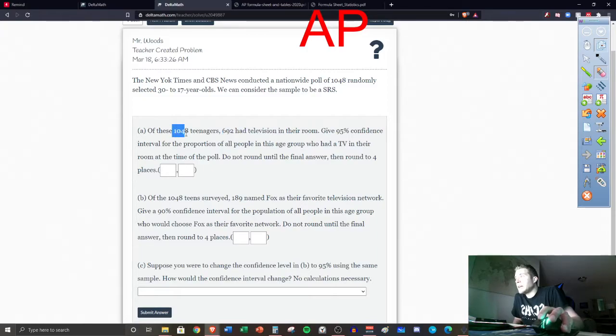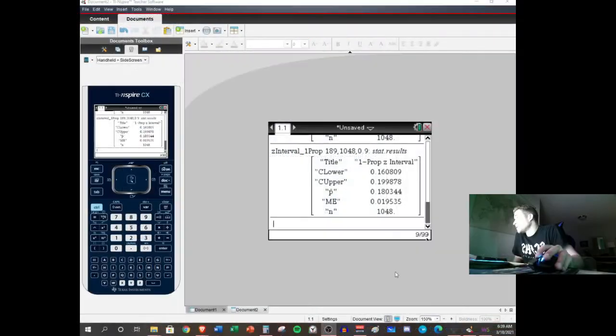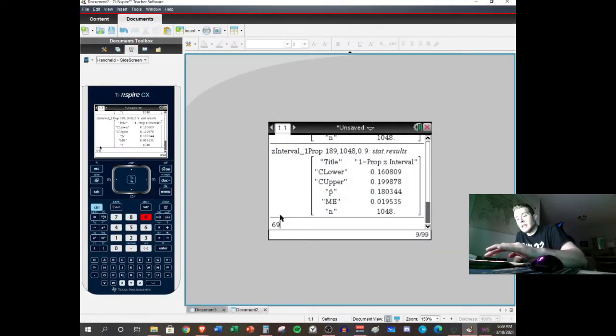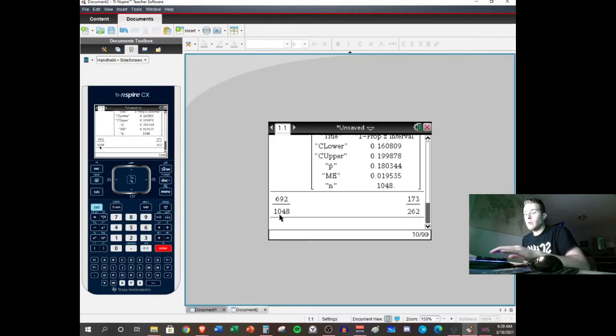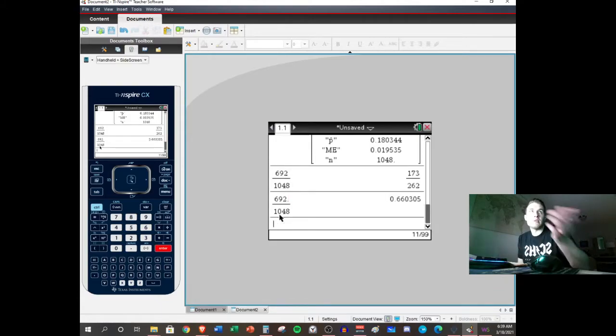692 divided by 1048. So I'm going to do that over here on the left. 692 divided by 1048. By the way, I know when I hit enter, it's not going to give me a decimal. If you want a decimal when you type it in, there's a couple ways to do it, but the easiest way is to just put a decimal point and it'll give it to you, okay?